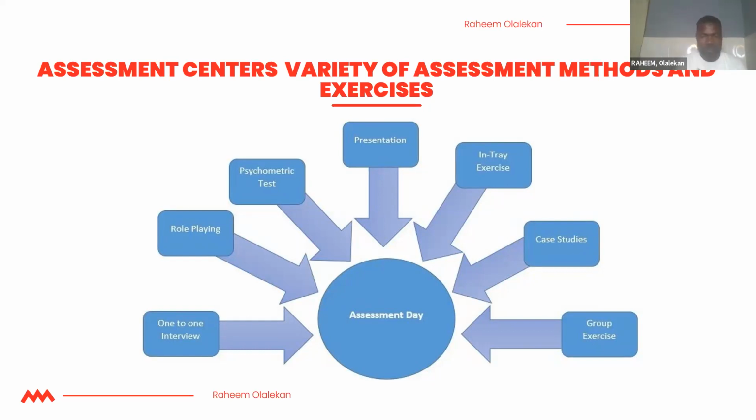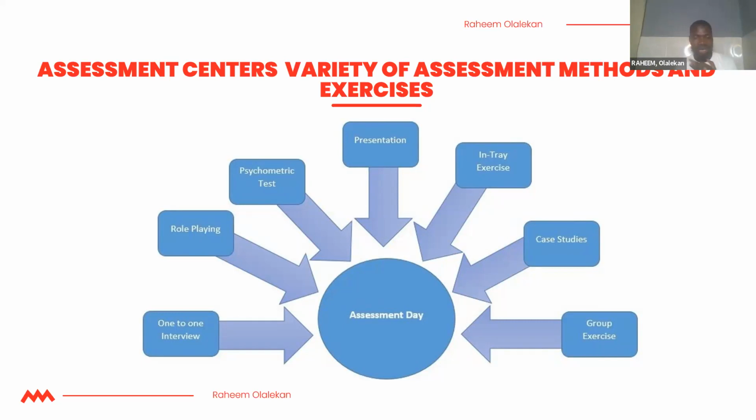The other one that is deployed by assessors in an assessment center is presentation. How is this used? Presentation is used in such a way that the assessors will have prepared a case study in which the candidate will be asked to prepare his own side of that case study, come up with an idea as well, and present before the assessors for them to gauge. Presentations are mostly used to check communication skills and analytical skills, because you are presented with a problem.